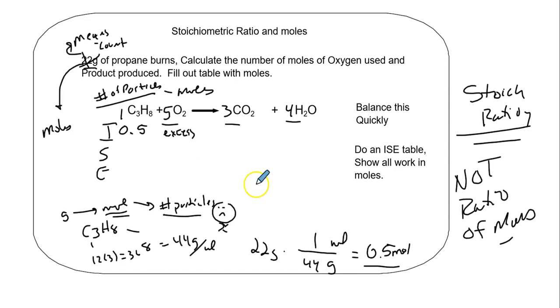Take a moment to fill the rest of the table out. Pause the video. All right, 0, 0, minus 0.5 down to 0. All right, I'm going to jump from here to here at a 1 to 5 ratio.